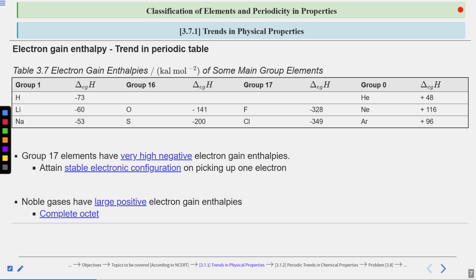Now there is a second anomaly which you should notice here. I have told you that as you move from top to bottom, the energy will become less negative. But in the case of oxygen and sulfur, this is not seen. In the case of fluorine and chlorine also, this is not seen. Now I have put both of these to address the anomaly again. Let us try to understand this.